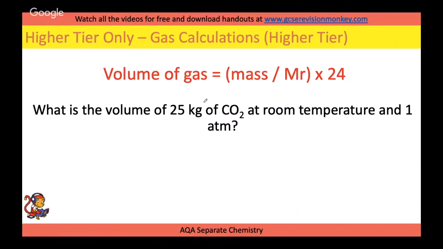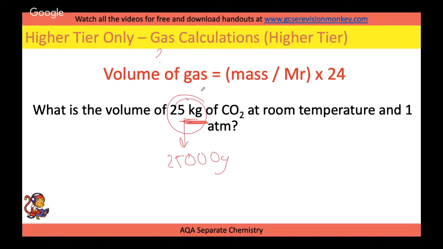Again, look for the banana skins, turning this into grams. So times 10 to the 3. Let's do that first of all. 25,000 grams. So this is using this equation. It says what is the volume? So that's what we need to work out, of 25 kilograms of carbon dioxide at room temperature and pressure.